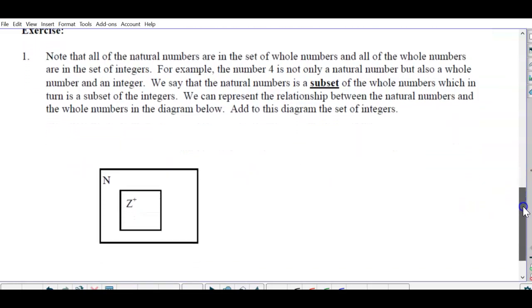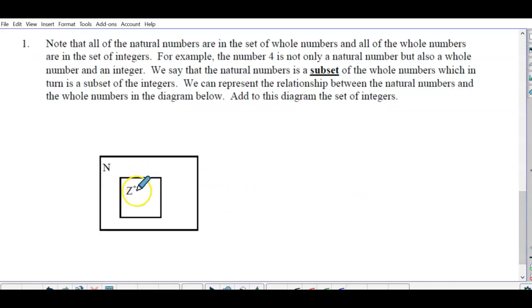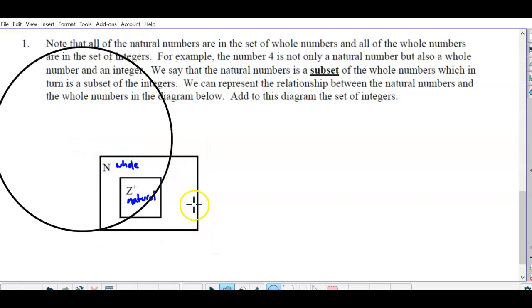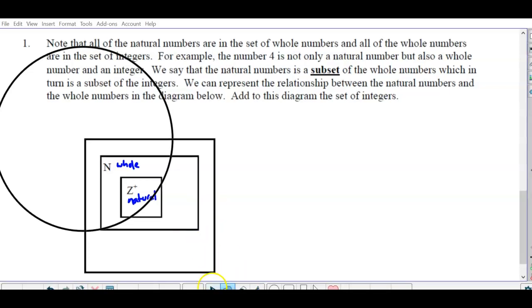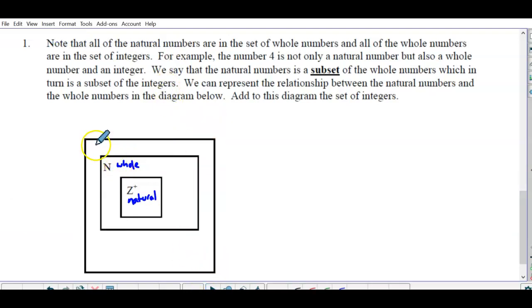Add to the diagram the set of integers. Okay, so here are your natural numbers. So these are your whole numbers. These are your natural. And so, actually, I can do a box here, I think. Oh, that was a circle. I guess I have to choose this. I'll erase that in a sec. So there is a box. Okay, and so that is the set of integers.